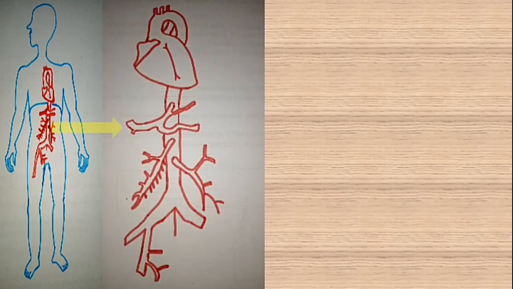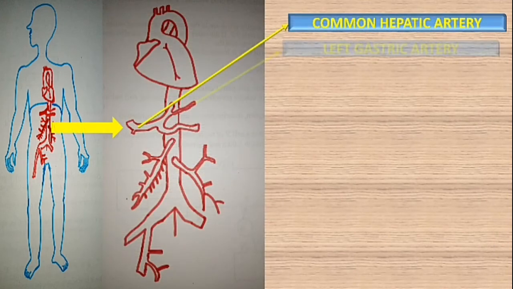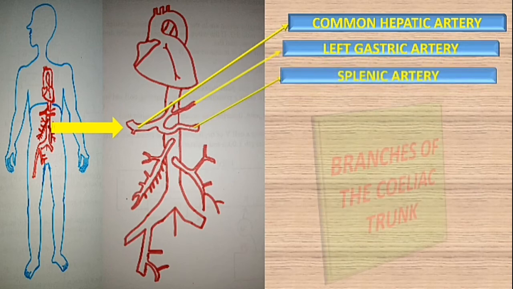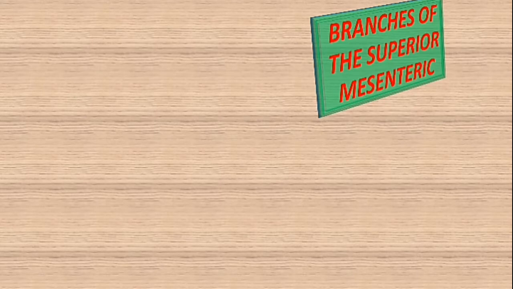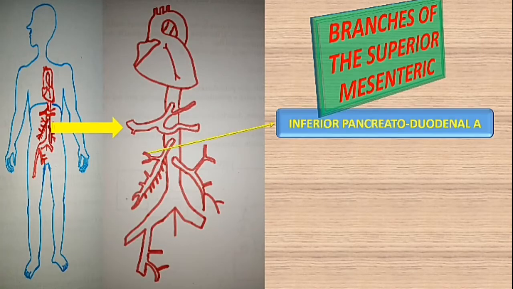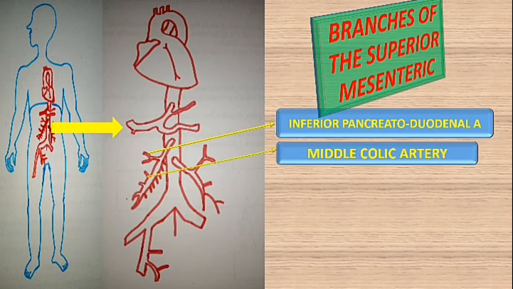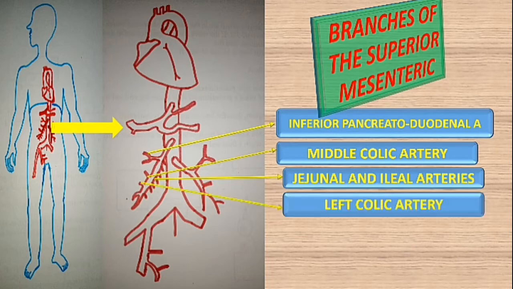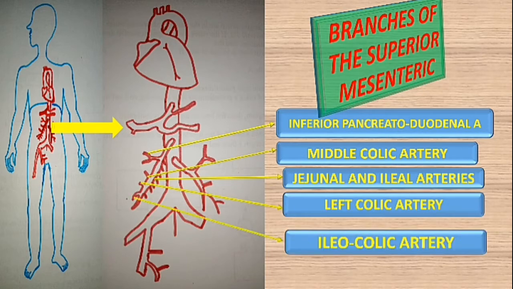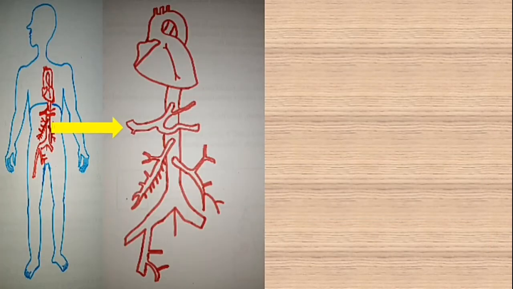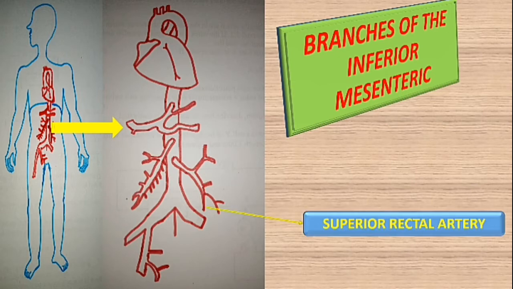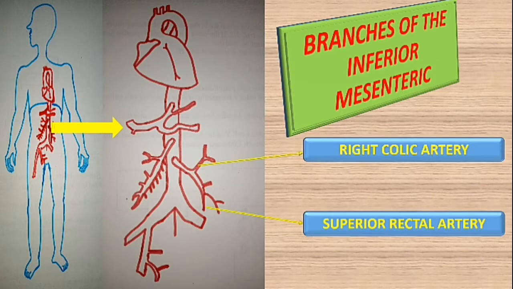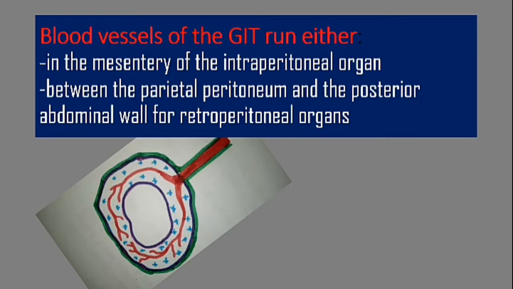The celiac trunk has three main branches: the common hepatic artery, the left gastric artery, and the splenic artery. The superior mesenteric artery branches into several branches: the inferior pancreato-duodenal artery, the middle colic artery, several jejunal and ileal arteries, the right colic artery, and the iliocolic artery. The inferior mesenteric artery gives off three main branches. The terminal branch is the superior rectal artery. We also have the left colic artery and the sigmoid arteries.